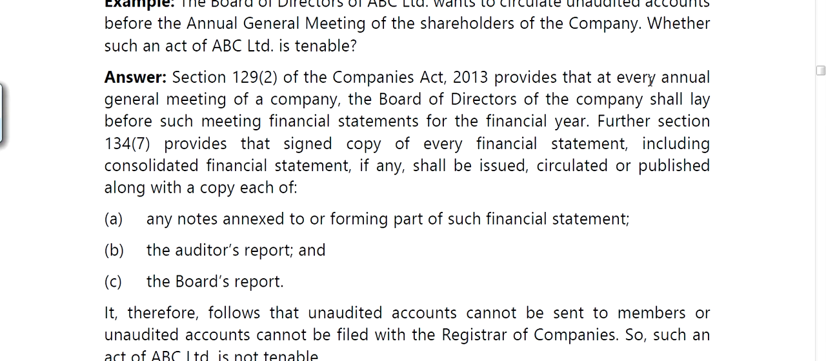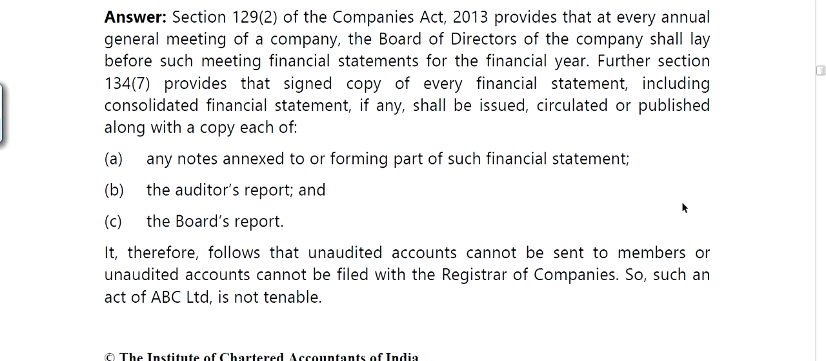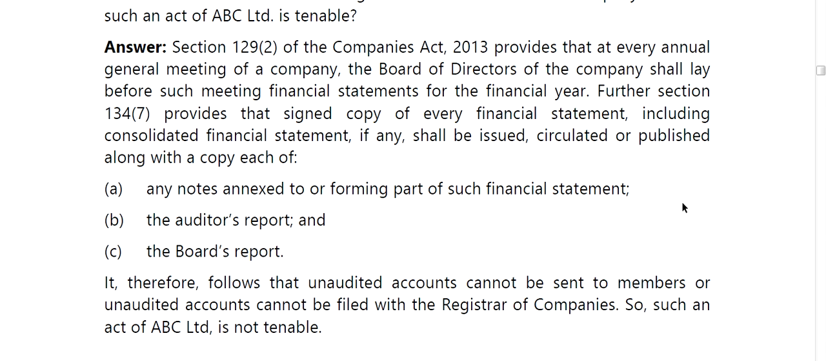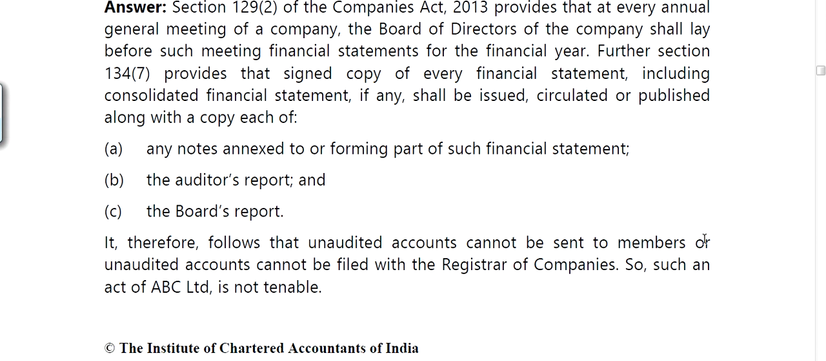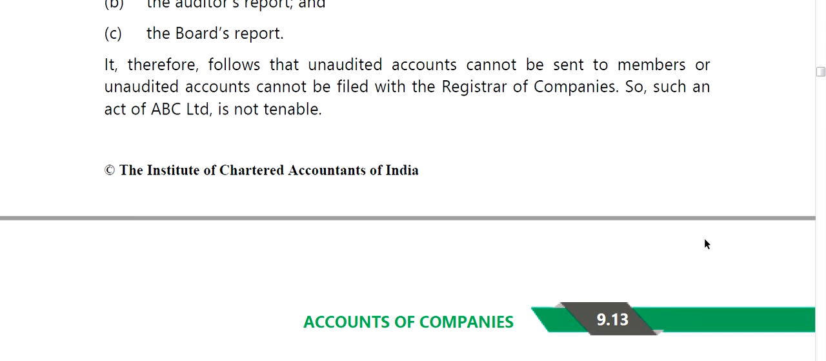Answer: at every AGM, the board of the company shall lay before such meeting the financial statement for the financial year. Further, section 134 subsection 7 provides that a signed copy of every financial statement, including CFS, if any, shall be issued, circulated, or published along with the copy of each note, the auditor's report, and the board's report. It follows that unaudited accounts cannot be sent to the members because they have to sign, right? As per section 134 subsection 7, they cannot do without the auditor's report or the board's report. In order to give the auditor's report, it should be audited. So it follows that unaudited accounts cannot be sent to members, or filed with the registrar of companies. So such an act of ABC Limited is not tenable.